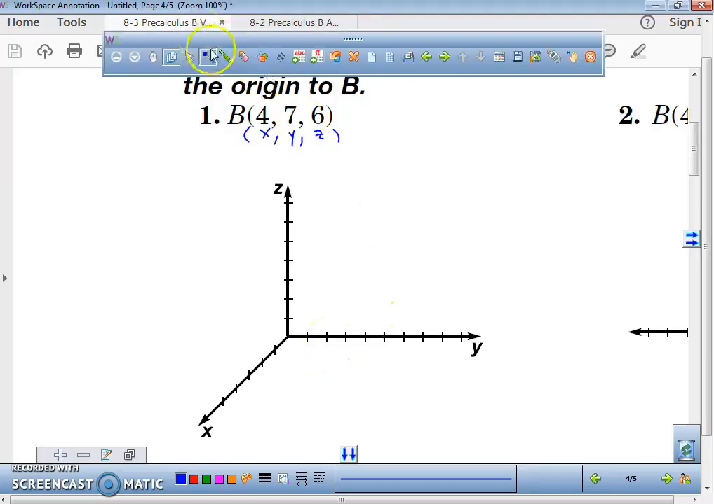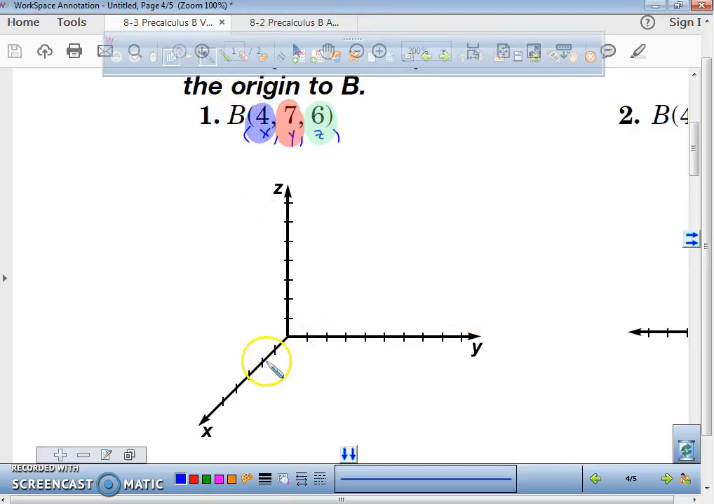Now, what we're going to do is I'm going to highlight 4 in blue, 7 in red, and 6 in green. So right here, along the x-axis, I want you to go 1, 2, 3, 4, put a point right there. And that right there is at a 4, 0, 0. That ordered triple right there is 4, 0, 0. So I want you to label the ordered triple that represents the points that we plot.